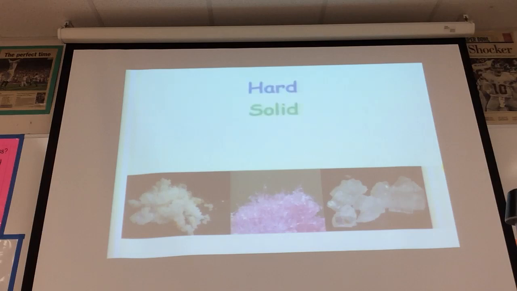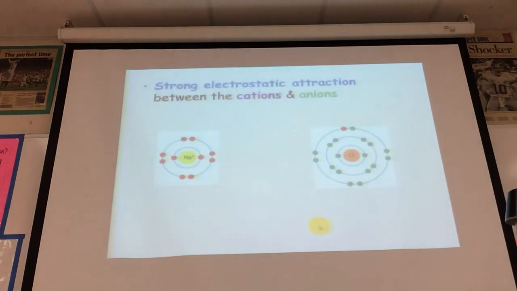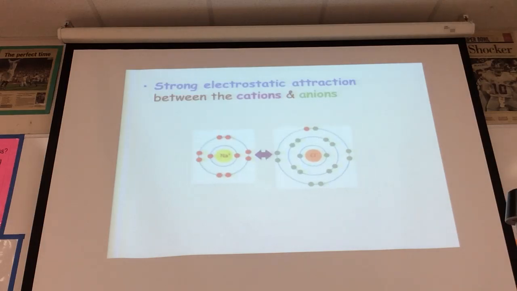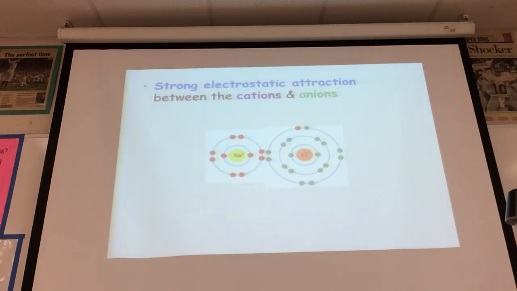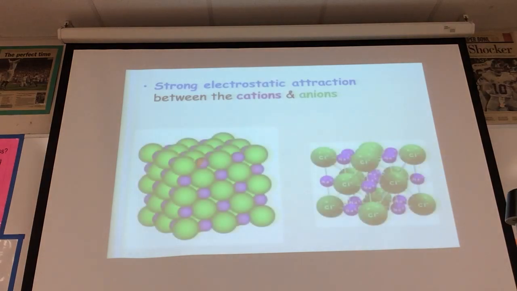Ionic compounds are hard, they're solid, and they've got high melting points. The reason for these properties is the strong electrostatic attraction between the cations and the anions. If we look at the cation and anion here, they are attracted to one another. So what happens is they're attracted to one another and they form that close bond. This gives it this three-dimensional, strongly packed lattice structure, and that makes it a very strong structure, also a very hard structure with a high melting point.